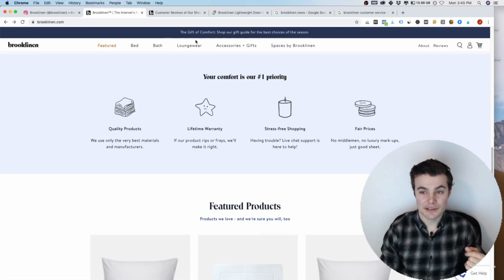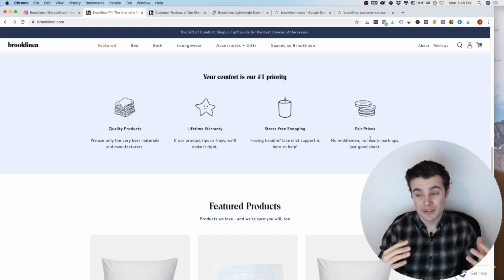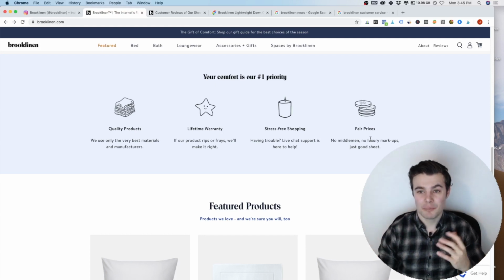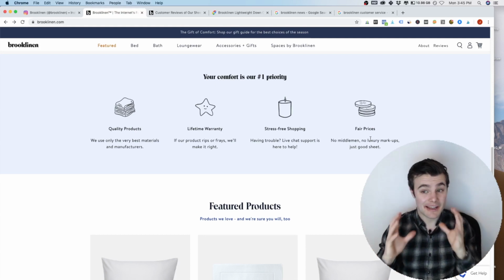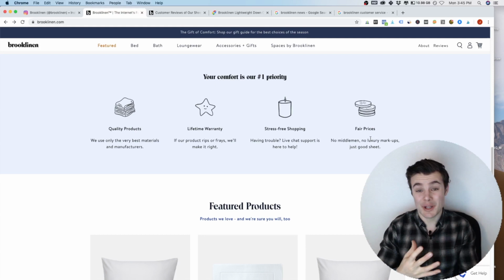And here they talk a little bit more about their company. Your comfort is our number one priority. Quality products, best materials, lifetime warranty, stress-free shopping, live chat support, fair prices, so not having the same retail markup. So definitely being high price, but not with the same level of markup. So this is the brand identity that they're projecting. They're saying, hey, here's what our company's about. Here's what we value. Here's what we're good at.